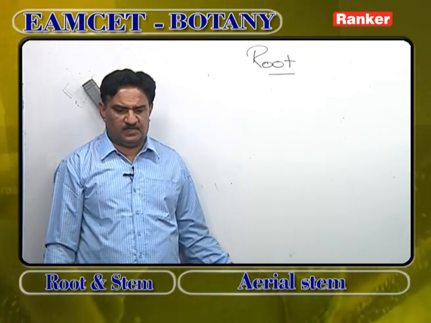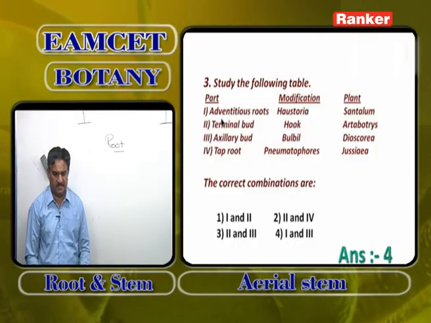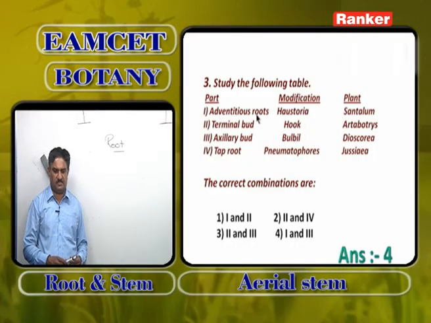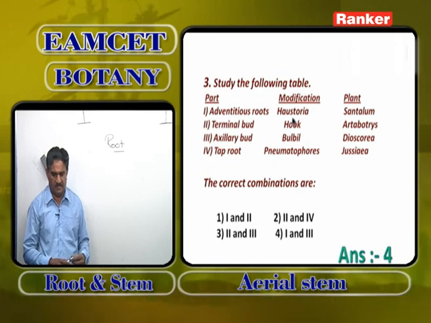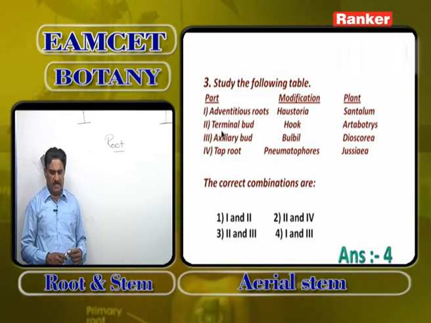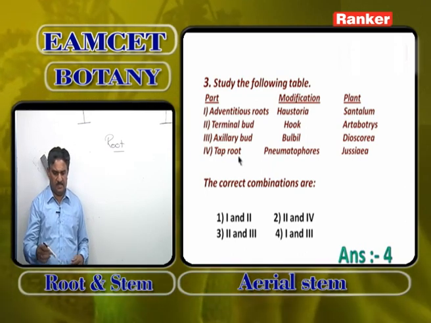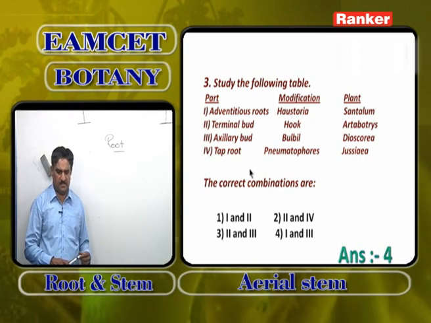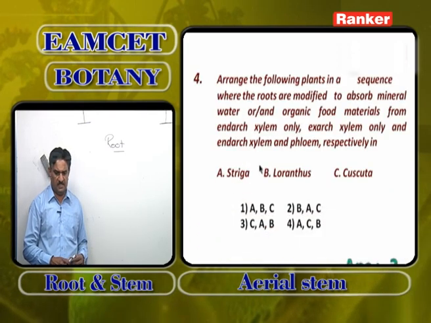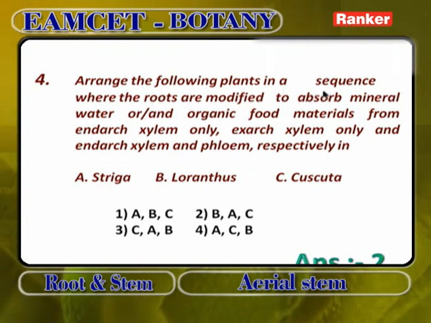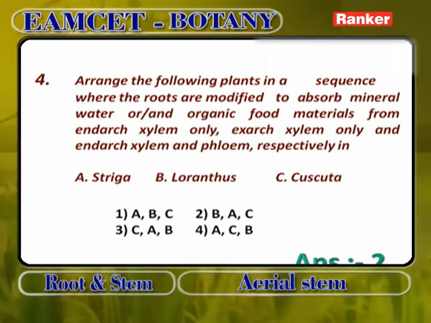Next, study the following table. Here the answer is 1 and 3 are correct combinations because adventitious roots are processing Haustoria, they are found in Santalum. Then third one, axillary bud bulbil in Dioscorea, we discuss in the next chapter, that is in stem. Next, arrange the following plants in a sequence where the roots are modified to absorb mineral water or organic material. Just now I told about this percentage. Answer is first Loranthus, then Striga, then Cuscuta.